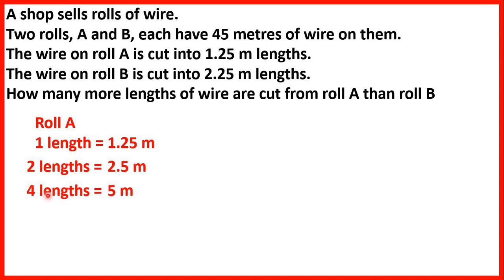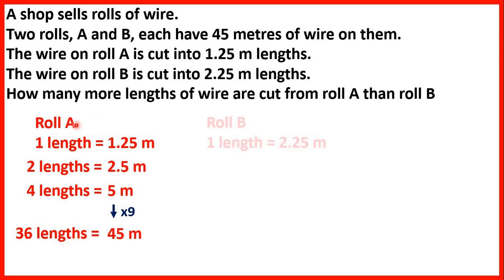Then we can double again to get 4 lengths, and double 2.5 is 5. And then if we know that 5 metres makes 4 lengths, we can calculate how many lengths we get from 45 metres, because 5 times 9 is 45. So 4 times 9 is 36. So we know that we can get 36 lengths from roll A.